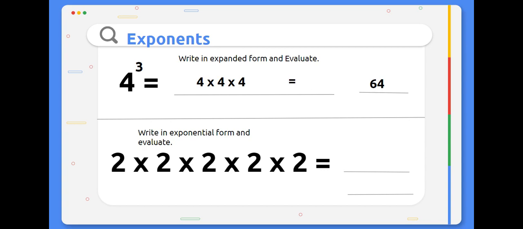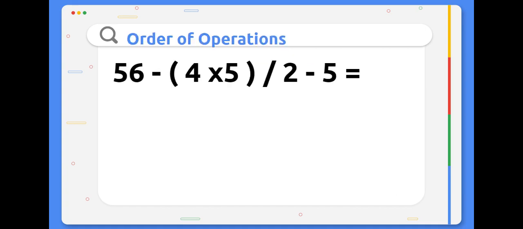Okay, the next one says write in exponential form and evaluate. Go ahead and try, and then come back and see if you got it right. You should have wrote 2 as the base because 2 is the number we're using, and you should have said 5 as the exponent because there's 5 2's. Then when you evaluated, you should have said 2 times 2 is 4, 4 times 2 is 8, 8 times 2 is 16, 16 times 2 is 32. Good job.